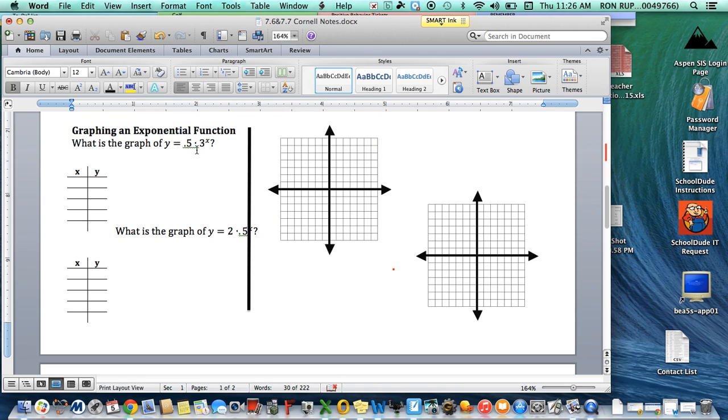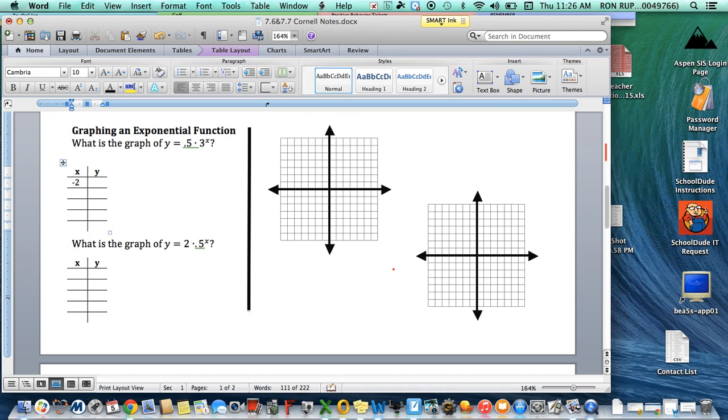Y equals 0.5 times 3 to the x. Y equals 2 times 0.5 to the x. Now these are going to be very, very different. I'm just going to, in this table, put negative 2, negative 1, 0, 1, 2. And we'll do the same here, negative 2, negative 1, 0, 1, 2. And you're going to plug these values in for the x here.